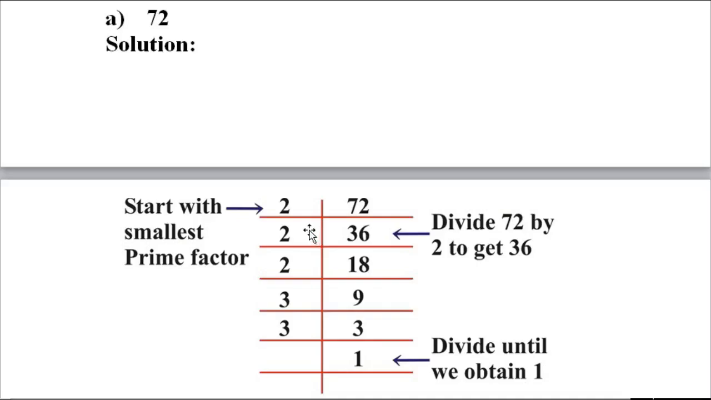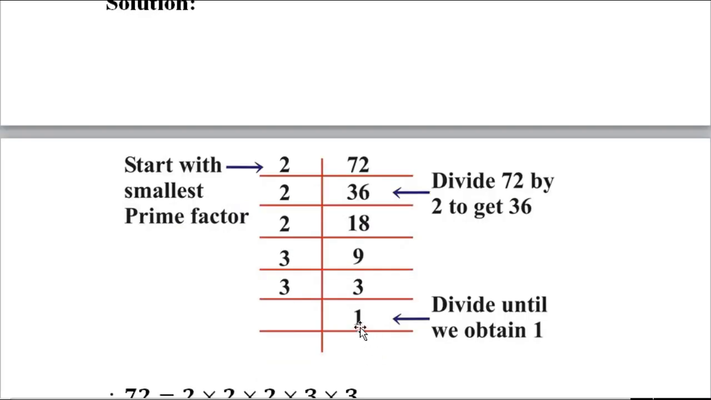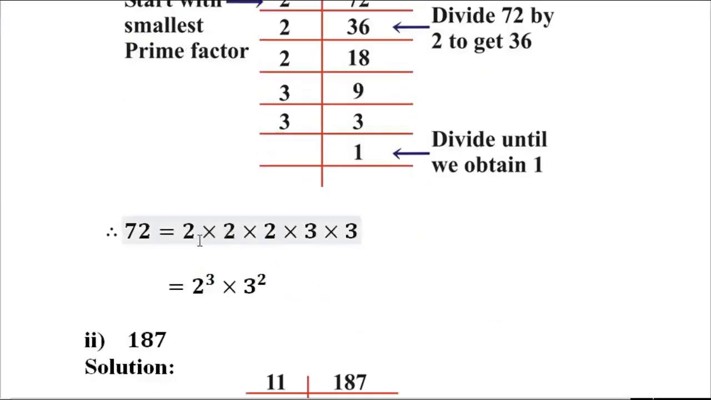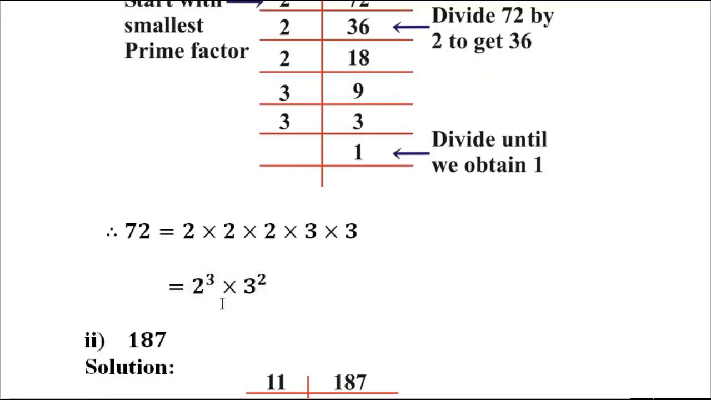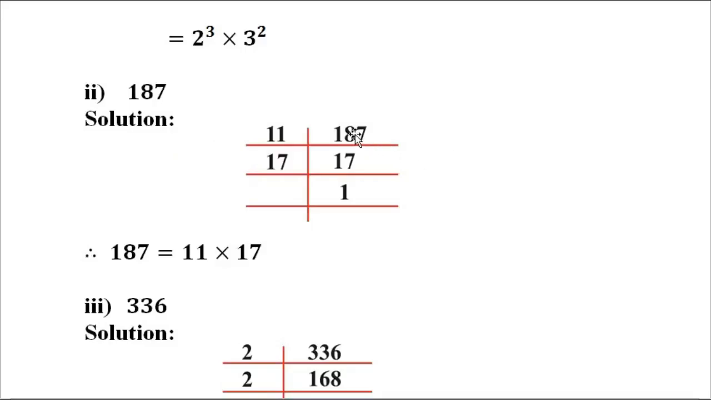Continuing with the smallest factor, we divide 36 by 2 to get 18. Dividing 18 by 2 results in 9. Since 9 is divisible by 3, we divide it by 3 to get 3. Finally, 3 is divisible by 3, which gives us 1. This process of division continues until we reach 1. Now the prime factors of 72 are 2 times 2 times 2 times 3 times 3. In index notation, this can be written as 2 raised to the power 3 times 3 raised to the power 2. The second part of the question is 187.